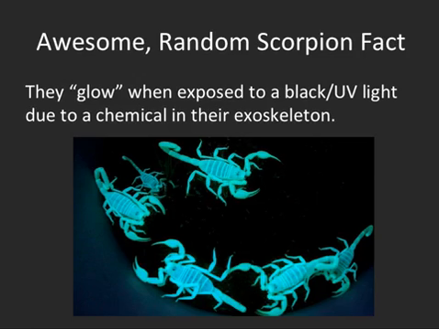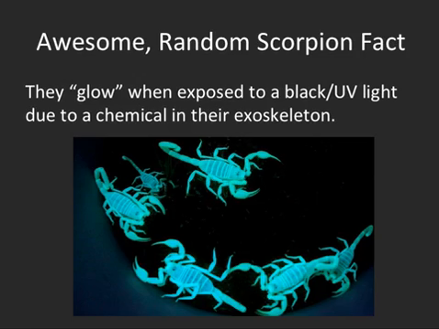And just an awesome random fact about scorpions: they glow when exposed to black or UV light due to a chemical in their exoskeleton. And so that's oftentimes how scientists find scorpions. They'll go out at night with a black light and shine it over an area, and if something is glowing this bluish green, they know that it's a scorpion.